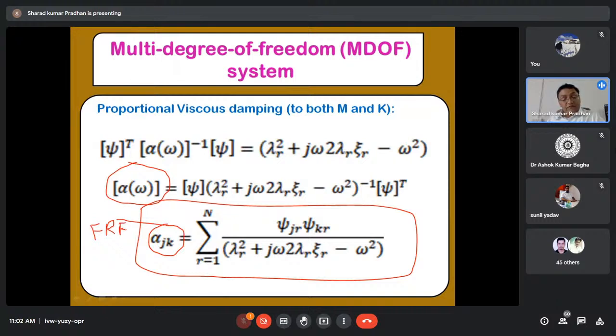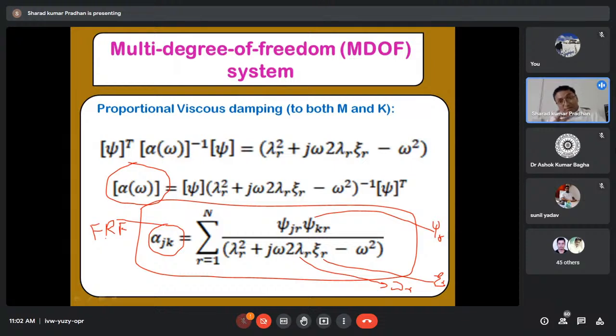This single FRF, if you look at it, you will get this lambda r, which is nothing but the natural frequency. You have got zeta, which is the damping. You have got psi, which is the mass normalized mode shape. So you have got psi, zeta, and omega, all related to r, meaning the rth natural frequency, rth damping factor, and rth mode shape. This is the beauty of modal analysis, that from FRF you are going to get this, or from this you are going to get FRF.